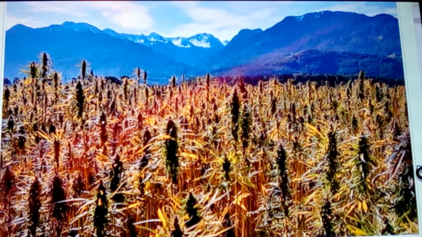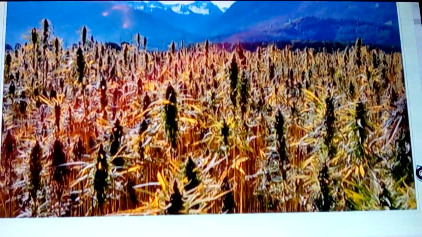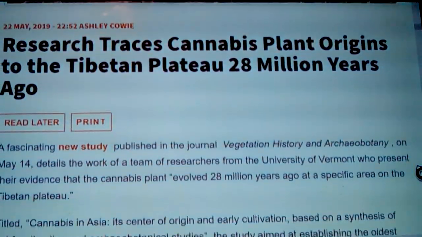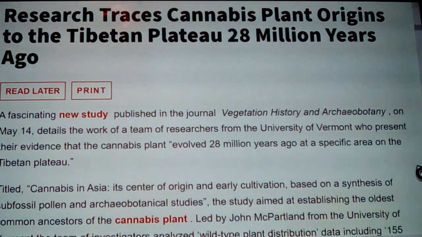All right, now let's look into the history of cannabis and its origins and how long it's been on the planet. I've done a few that contain small information about this, but here's one that shows tracing back to its earliest times. Research traces cannabis plant origins to the Tibetan plateau 28 million years ago.